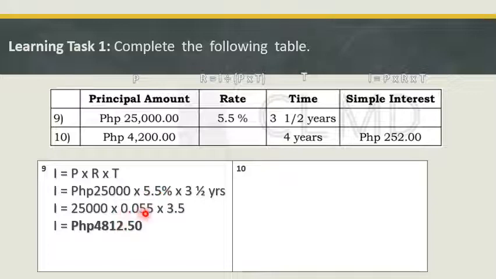So, magiging 0.055. Then, yung 3.5. So, 1 half ay 0.5, diba? So, magiging 3.5. Ngayon, pag pinag-multiply natin to, makukuha nating interest is 4,812 and 50 centavos.